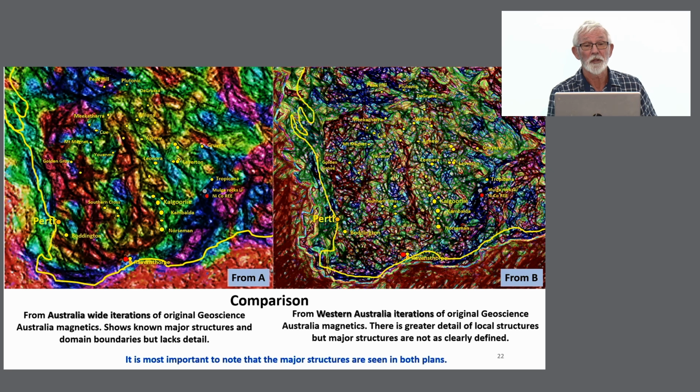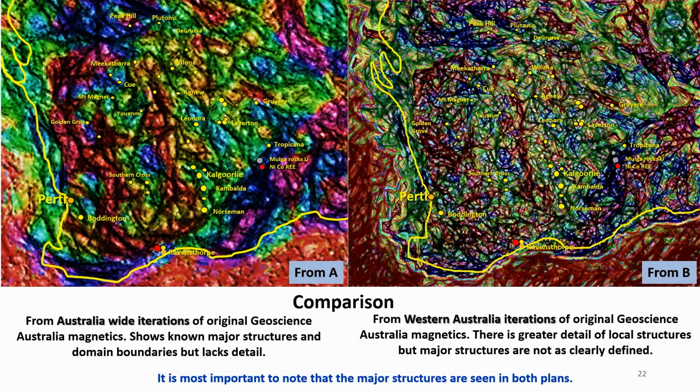So the comparison between using the Australia-wide, and I went through exactly the same steps on both. The Australia-wide one shows the major structures very well, but lacks detail. And in the right-hand side one, much greater detail of local structures, which is actually what I want if you want to get down to Kalgoorlie and Norseman. You can't do it on this one. It's most important to note that the major structures are seen on both plans, so there's nothing that's actually really that different between the two.